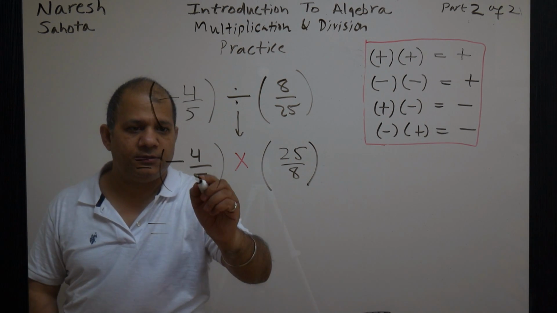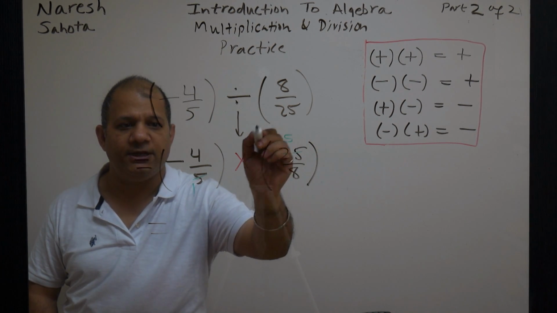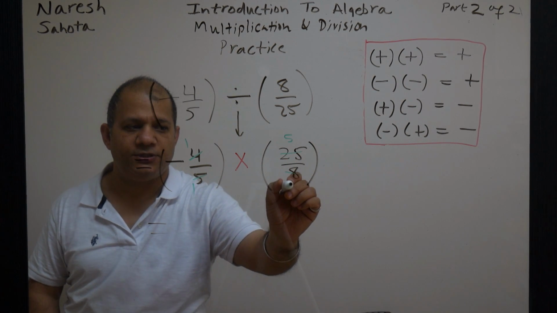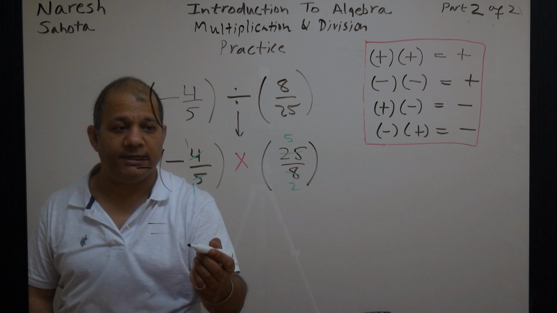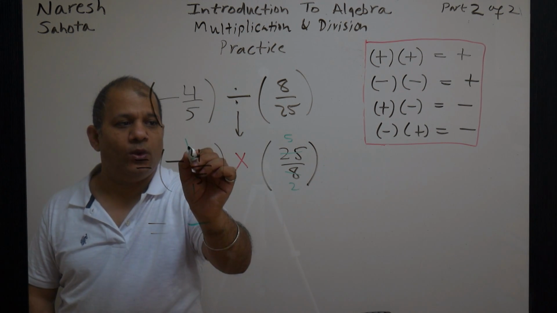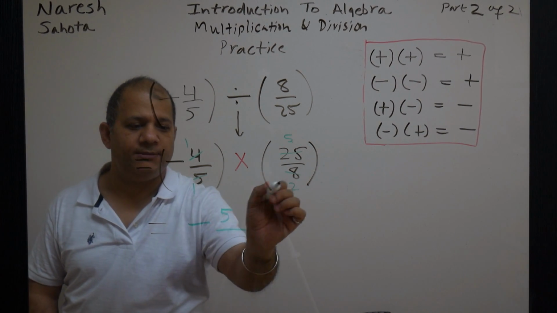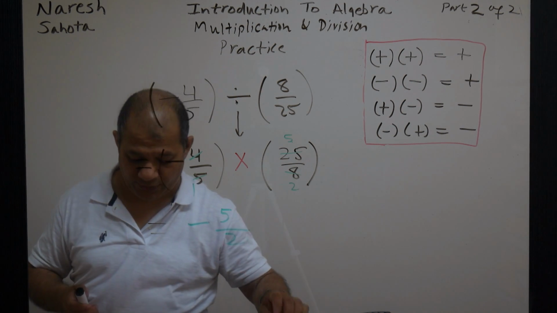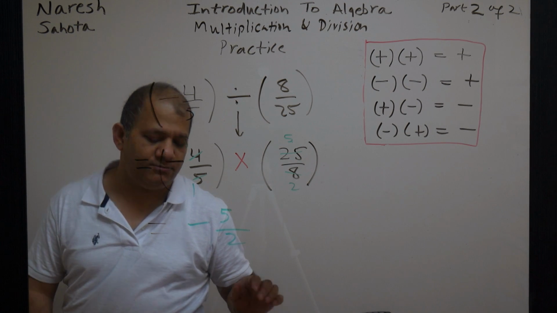So we can reduce. 5 goes into itself once, that same 5 goes into 25 5 times. 4 goes into itself once, and the same 4 goes into 8 2 times. And now we can write the answer. Negative times positive is negative. 1 times 5 is 5. Denominator 1 times 2, so that's 2. So the answer is negative 5 over 2. So that's how we do division.